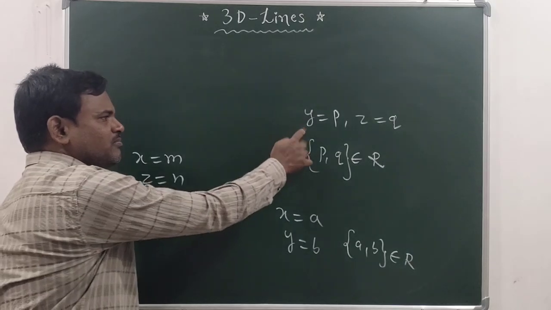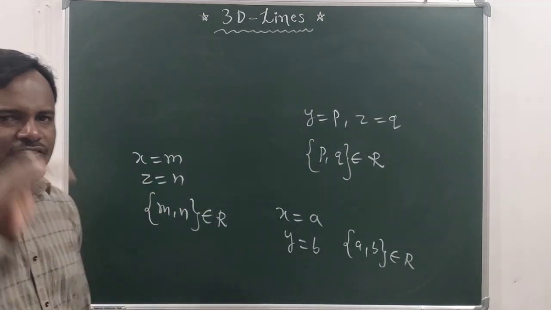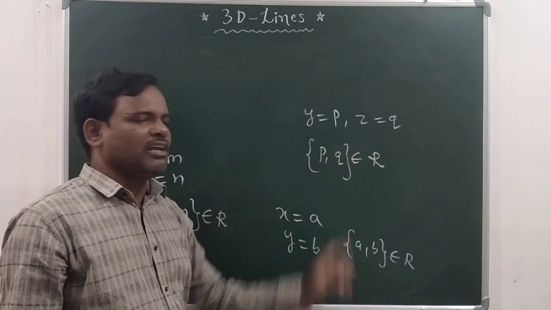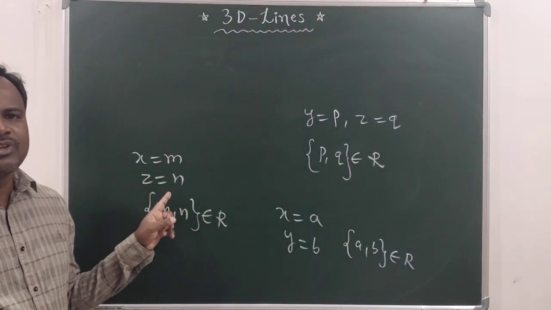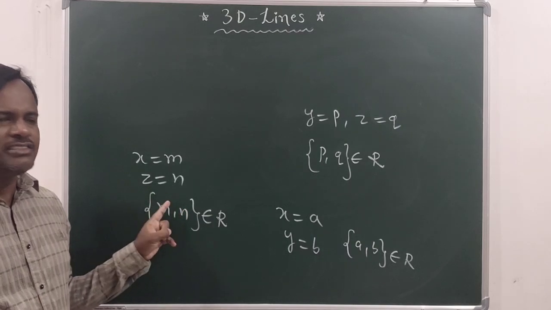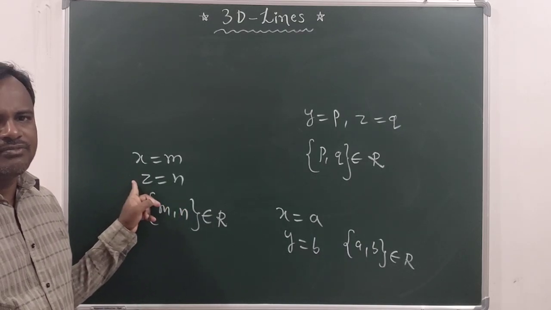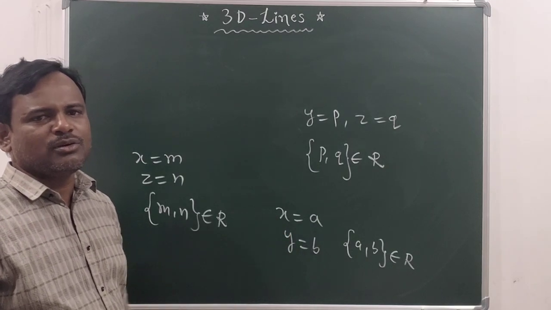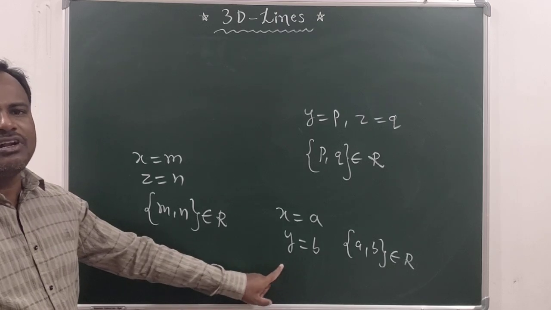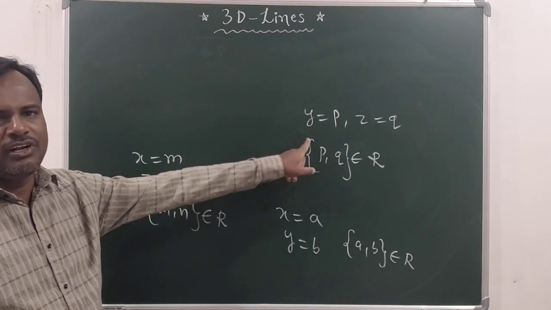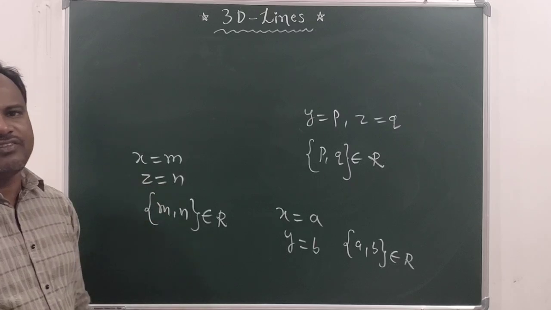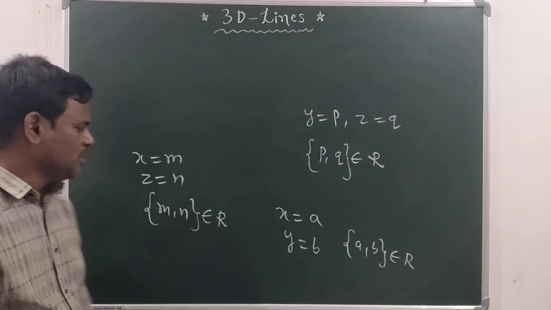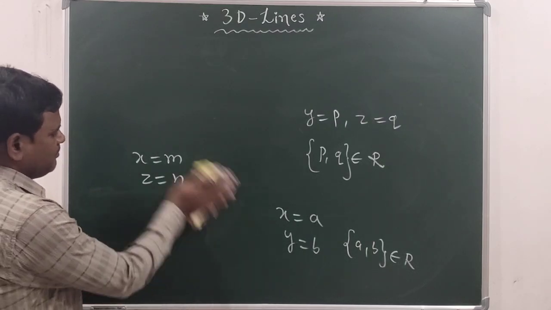So these are the equations of a line parallel to the x-axis, where p and q are real numbers, and the equation of a line parallel to the y-axis. Here you will not find y, here you will not find z. In the equation of a line parallel to the z-axis you will not find z, in the y-axis case you will not find y. Observe that. Okay students, remember this as a standard result.